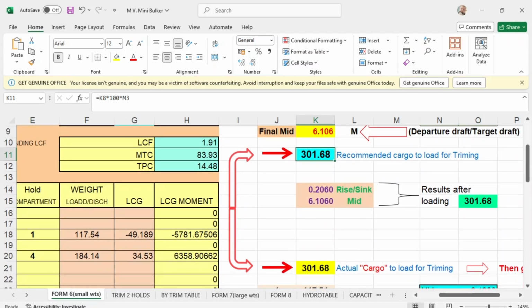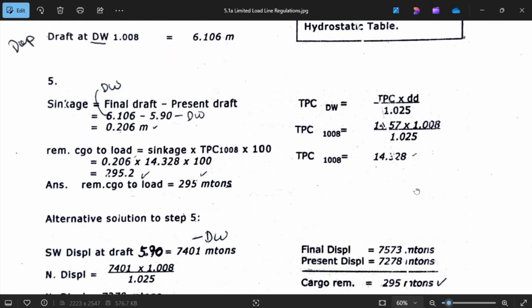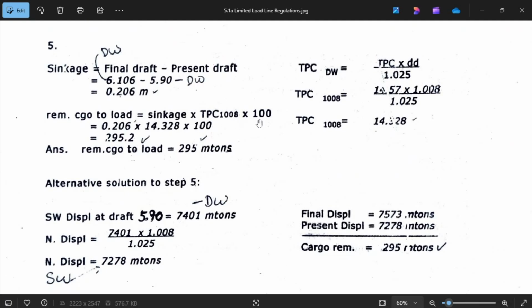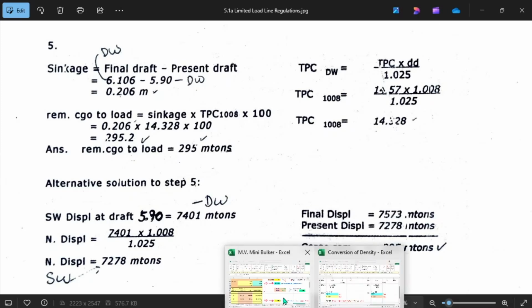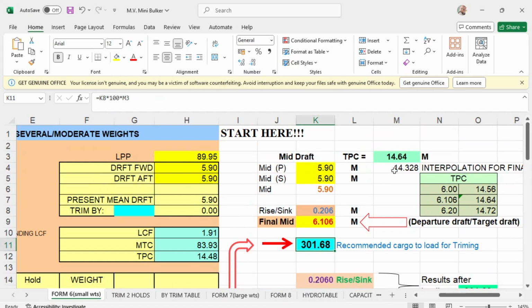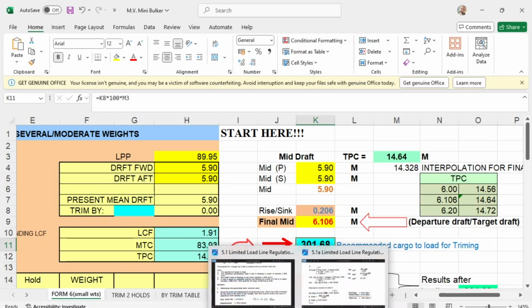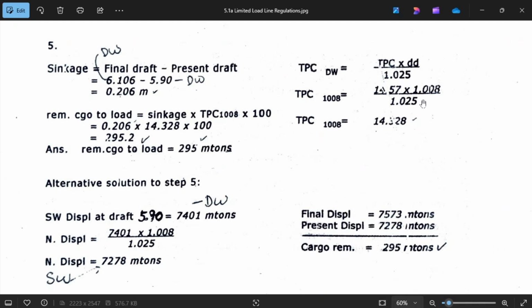But look at what he has. His remaining cargo is, we have the same formula here, sinkage times TPC times 100, but his remaining cargo is 295. Why? Because he has already converted the TPC of 14.64 by using this local density of 1.008. So this is his formula: TPC times the local density over 1.025, 14.57 times 1.008 over 1.025, and the TPC would be 14.328, which is this one, guys.